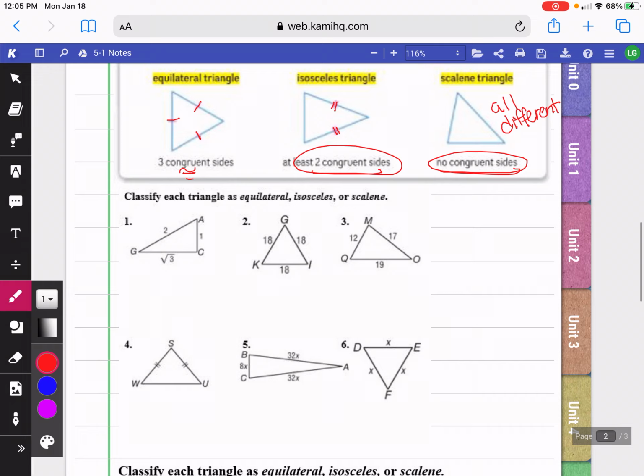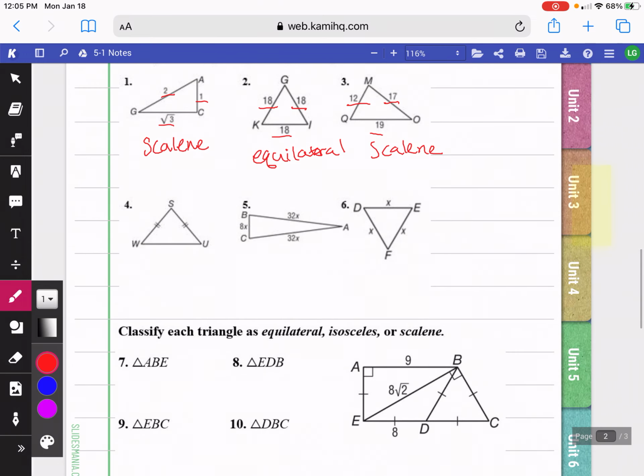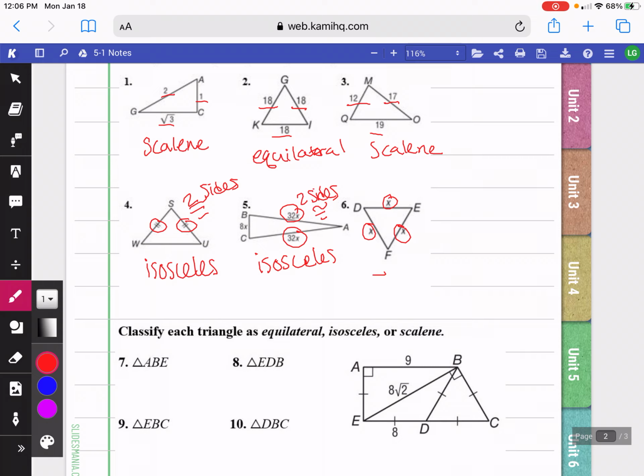If we look at question one here, all the sides are different, so this is a scalene triangle. On question two, all the sides are the same, so it's equilateral. On question three, they're all different, so it's scalene. For question four, two of the sides are congruent, so since two sides are congruent, it's an isosceles triangle. On question five, two sides are congruent, so this one's also isosceles. And on question six, all the sides are congruent, so it's equilateral.